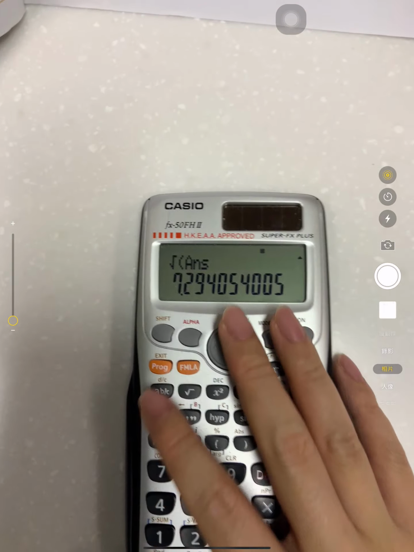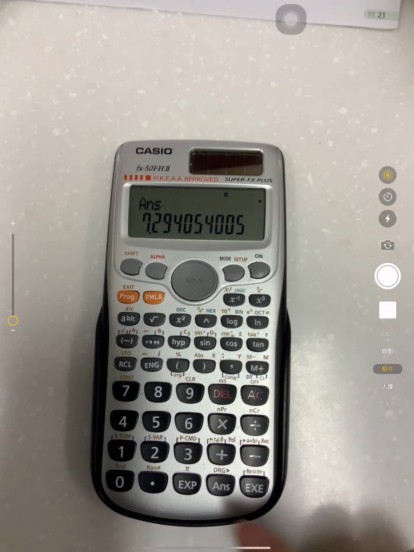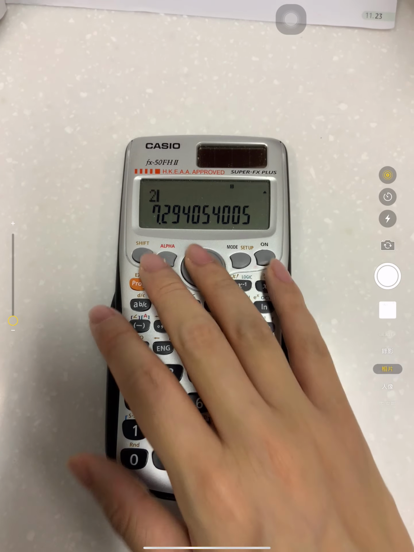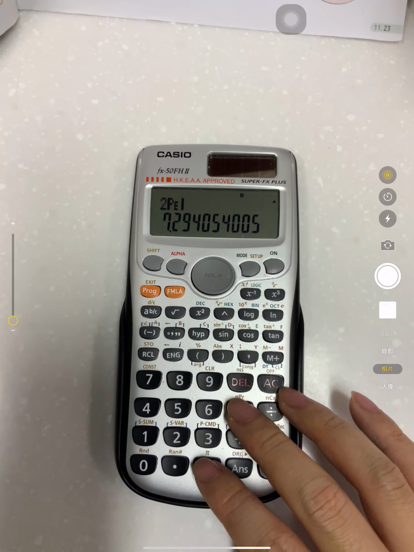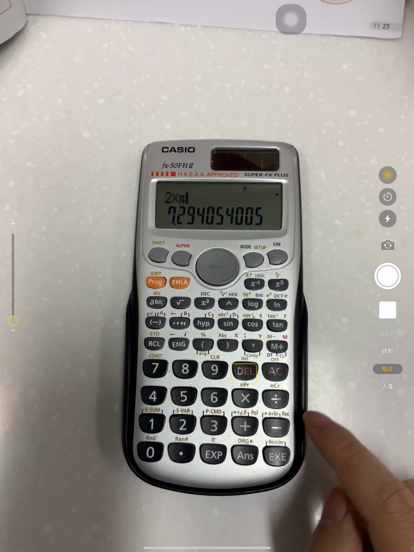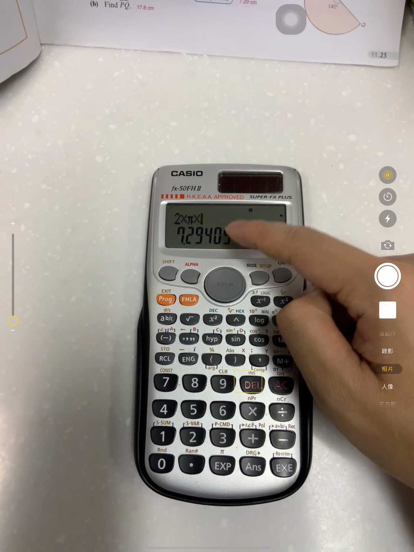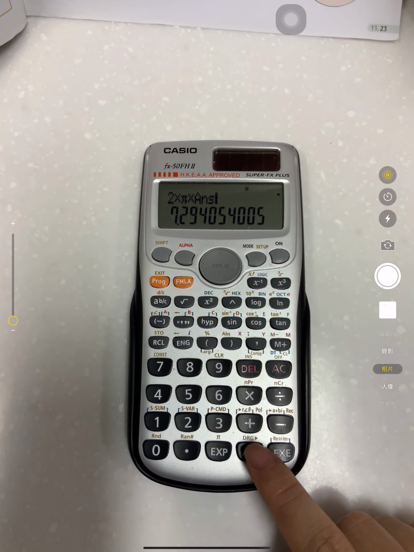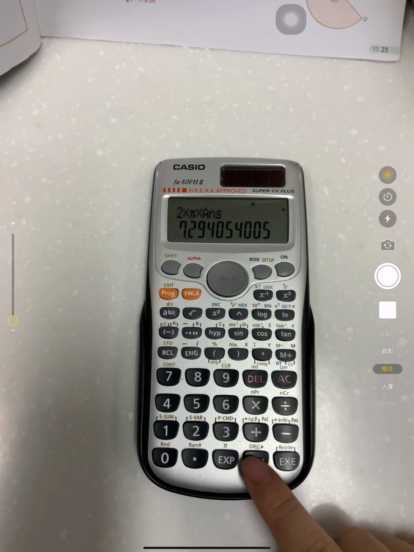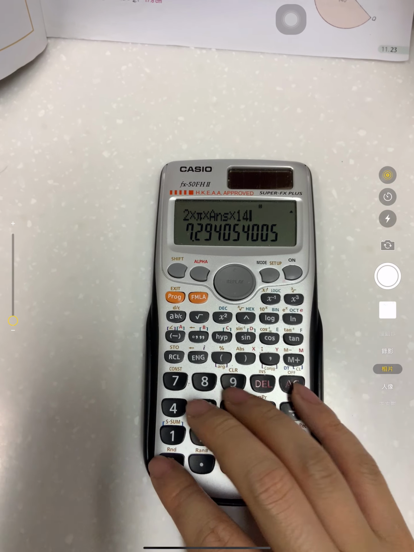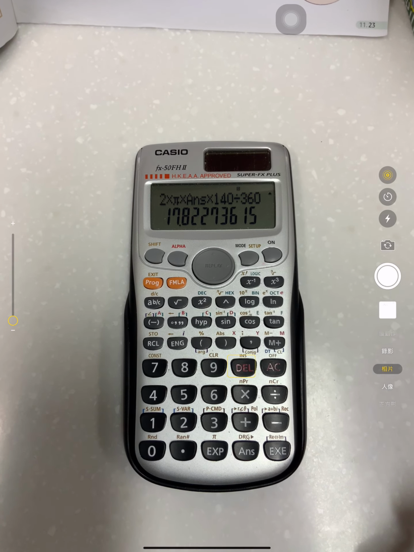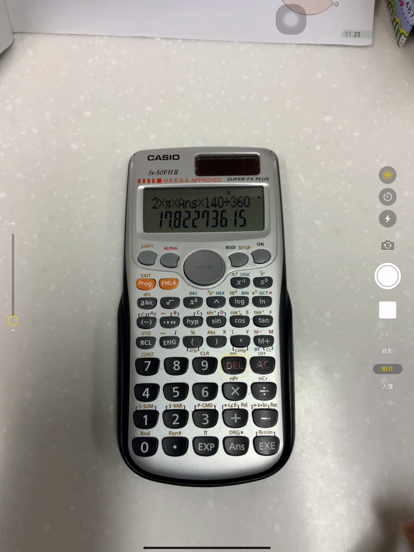The answer is just here, right? This one is the answer. You can see the answer, then we can use the answer directly. That is 2 times pi, shift and then EXP, and then times the answer here. Then that means we are multiplying this number, okay? Use the answer here, and then again times 140 divided by 360. Then we can get the exact value of the PQ.